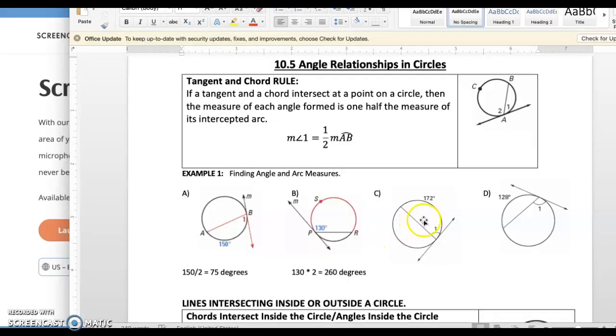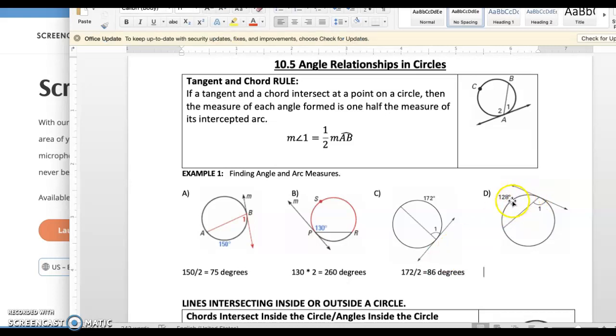C is very similar to part A. I want to know the measure of angle 1, so that means I cut the intercepted arc in half. So we're dividing 172 by 2, and we're going to get 86 degrees. And for part D, it's a little bit more work.